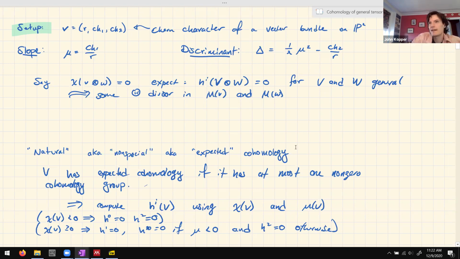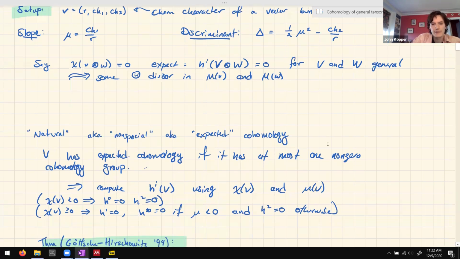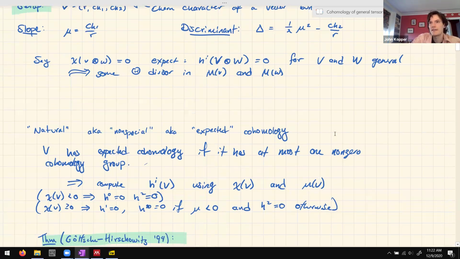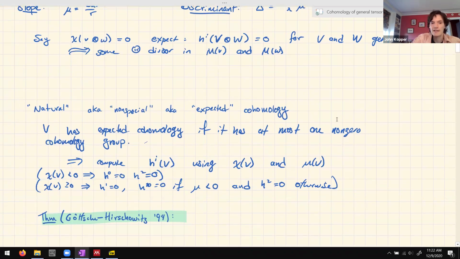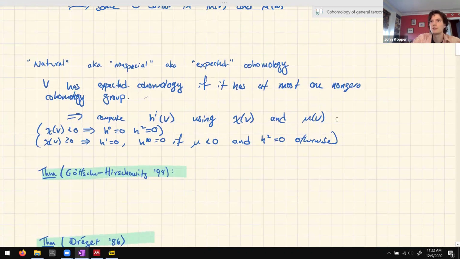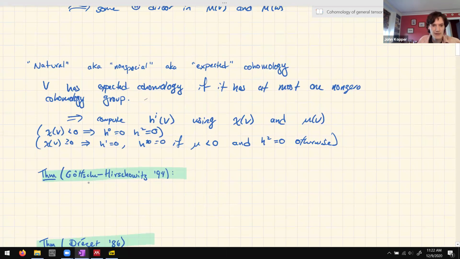So that's what we kind of expect or perhaps hope for. But it will turn out that that's not always the case for tensor products. It is, however, the case for just general bundles. So let me state the theorem of Göttsche and Hirschowitz the following way.